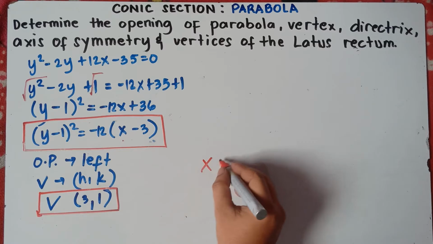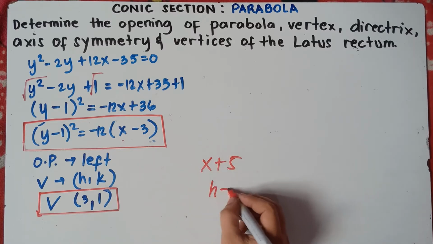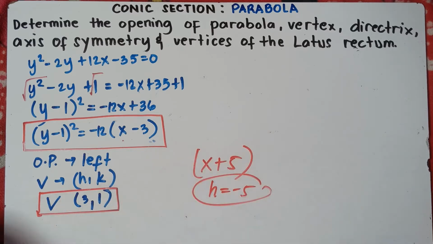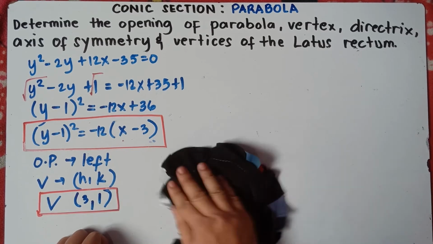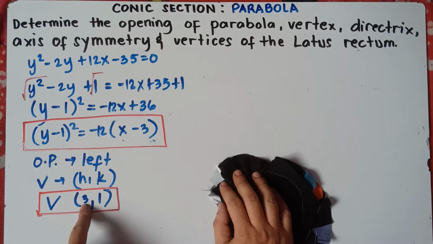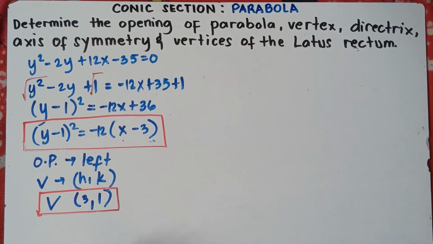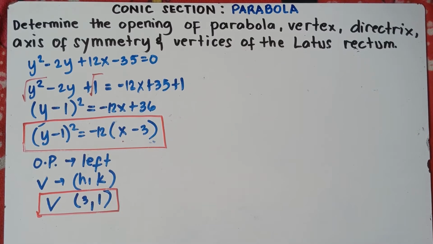Once again, if you have x plus 5, therefore your h will be negative 5. You get the additive inverse. Okay, if you have this one, quantity x plus 5. So we have negative 3, so h will be positive 3. We have negative 1, your k is positive 1. Get the additive inverse. Alright, and then we get the focus.